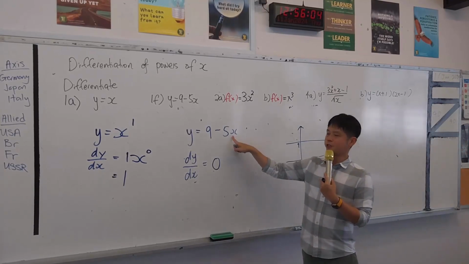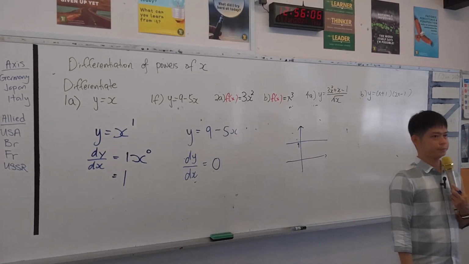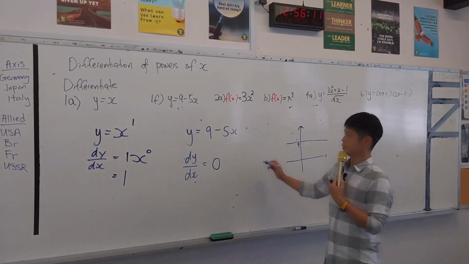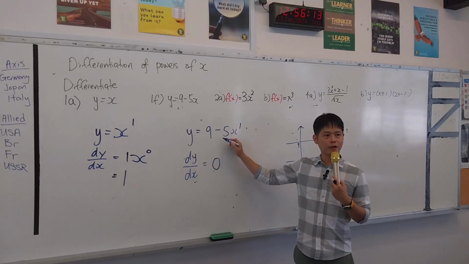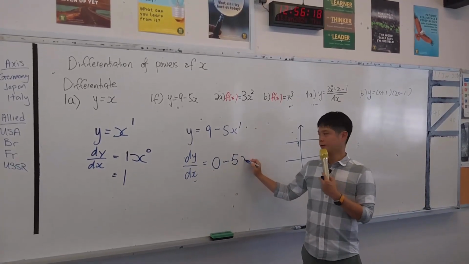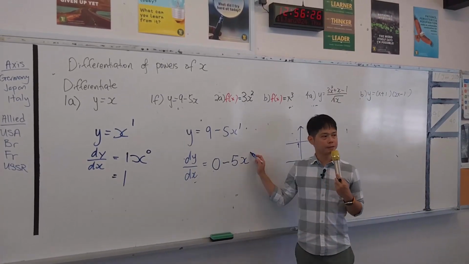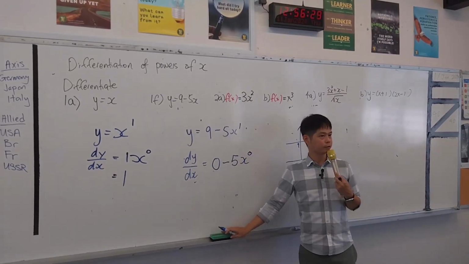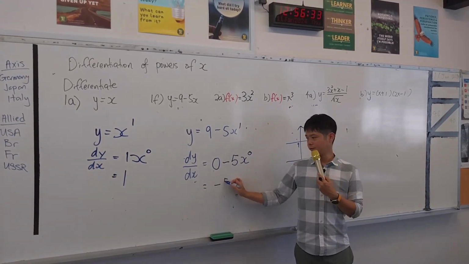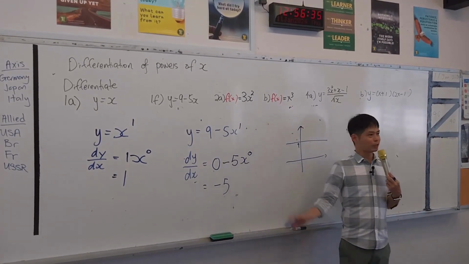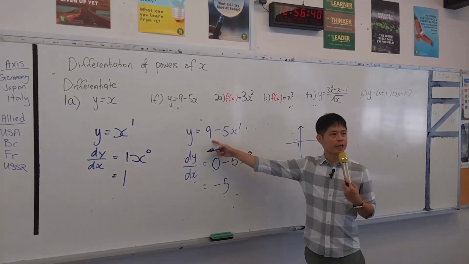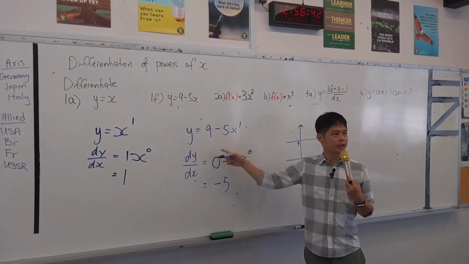Now let's differentiate the second term, negative 5x. Bring down the power, minus 1. The power becomes 0, so x to the power of 0 is 1. So what's the final answer? Negative 5. Must you do it so tediously? No, right? So we can go straight away. Whenever you differentiate a constant, it becomes 0.